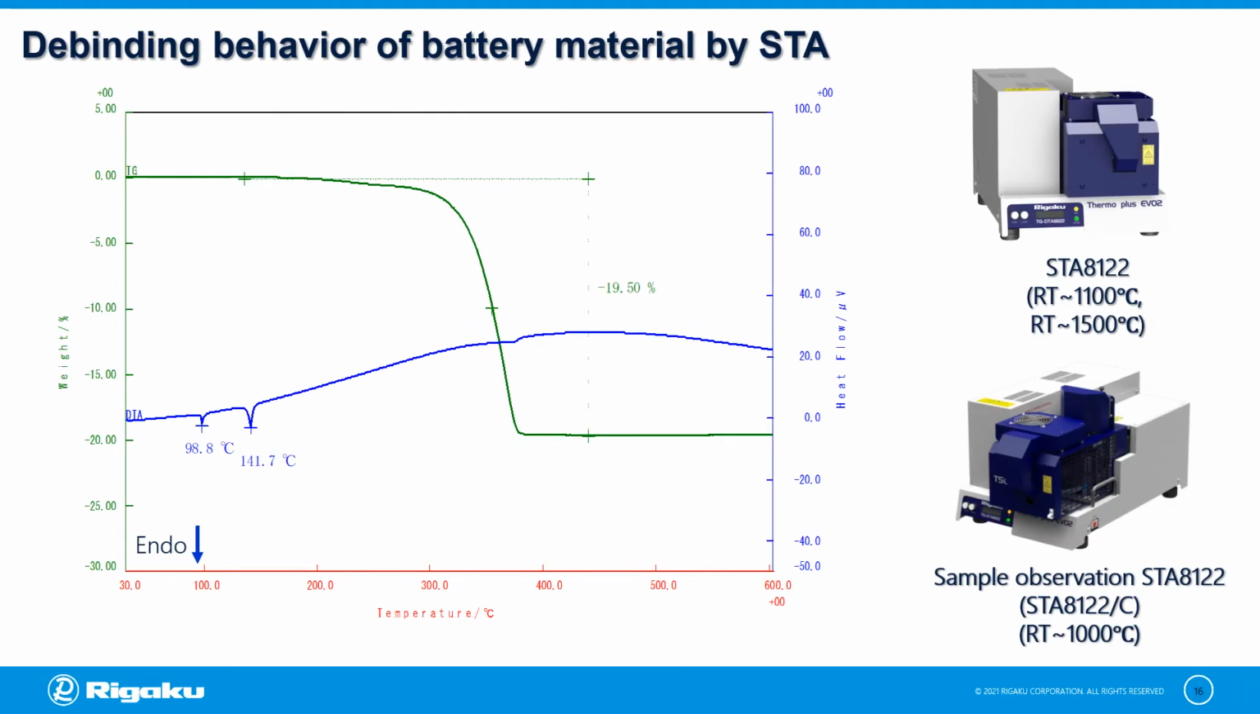STA is also an effective tool in confirming the thermal behavior of a binder in a battery material and its debinding process during firing. This is an STA result of an unfired anode material. The DTA result reveals the melting of the added binder at 99 degrees centigrade and at 142 degrees centigrade. As the temperature increases, we can observe a mass loss at 300 degrees centigrade due to thermal decomposition of the binder. Here, the STA result indicates that the added binder amount is 19.5%.